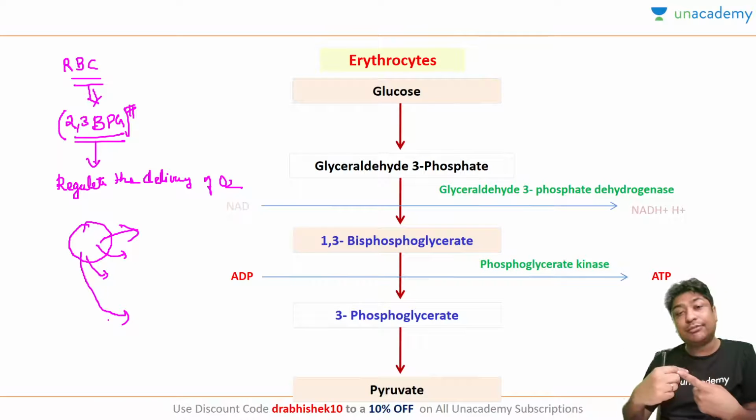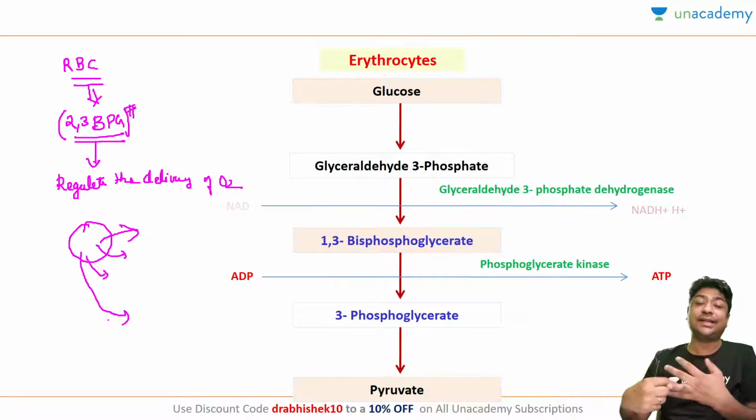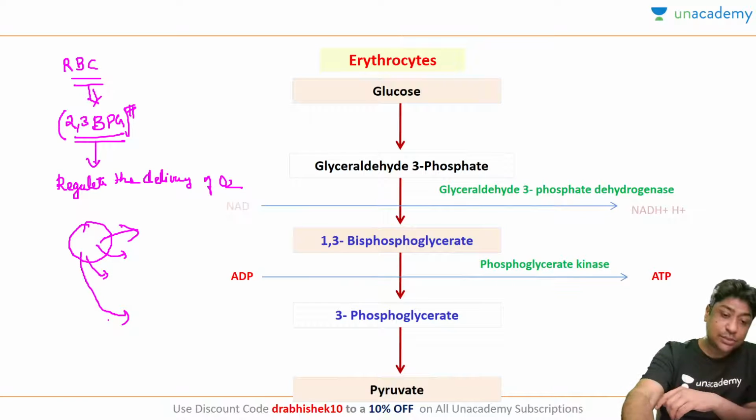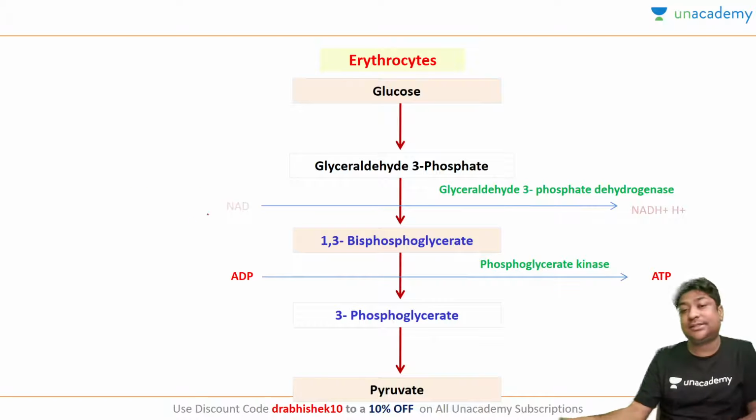So the first thing you have to remember is that the Rapoport Luebering cycle, or 2,3 biphosphoglycerate cycle, operates only in RBCs. In no other organ will it operate. Okay. So what is this? First, let's look at this reaction.